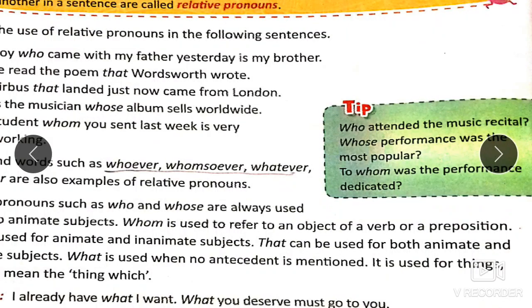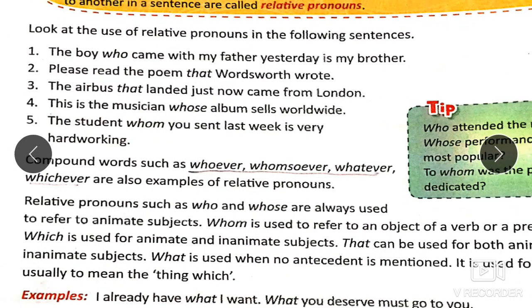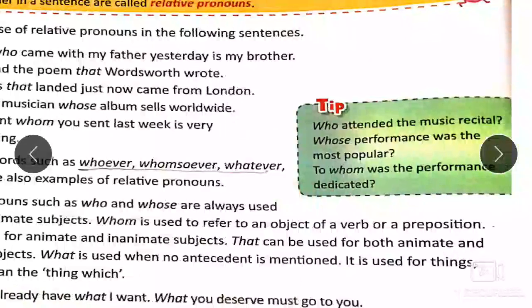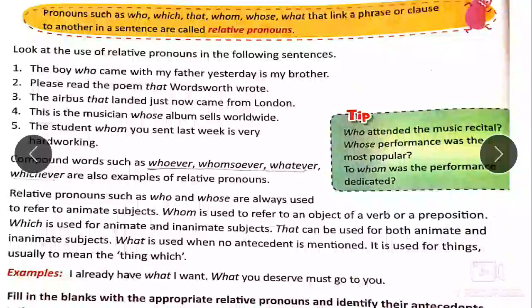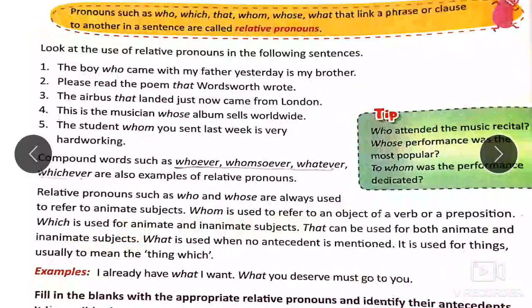To whom was the performance dedicated? In this example, we find to whom. Whom is used here as an object to the preposition to. Therefore, this is how we use whom as a relative pronoun. Which is used for animate and inanimate subjects. That can be used for both animate and inanimate subjects.